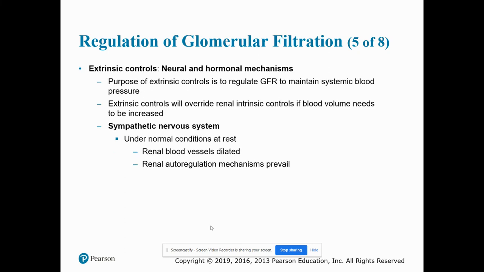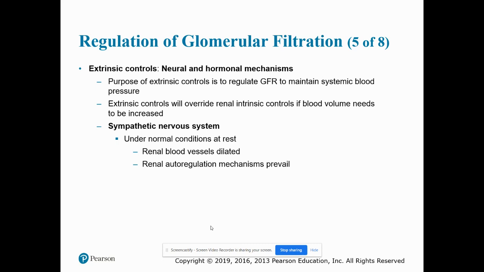Then we have the extrinsic controls, the neural and hormonal mechanisms, and the purpose of the extrinsic controls is going to be to regulate GFR to maintain systemic blood pressure. So that's what it's trying to do, is to maintain systemic blood pressure. The extrinsic controls will actually override the renal intrinsic controls if blood volume needs to be increased.